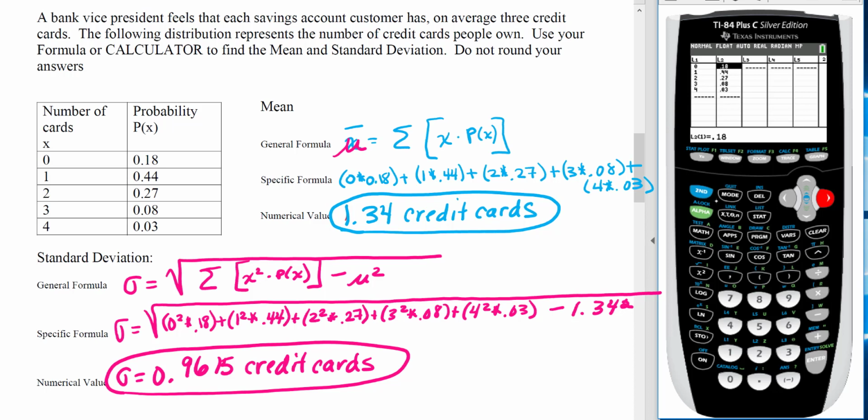Now I'm going to quit out of there to go back to the home screen. I'm going to go ahead and hit Stat, slide over to Calc with my right arrow key to highlight Calc, hit Enter to highlight one variable stats. My list 1 is L1, my frequency list is L2, and I'm going to go ahead and hit Calculate and hit Enter. So as you can see here, my mean is 1.34, and my standard deviation is going to be 0.9615.